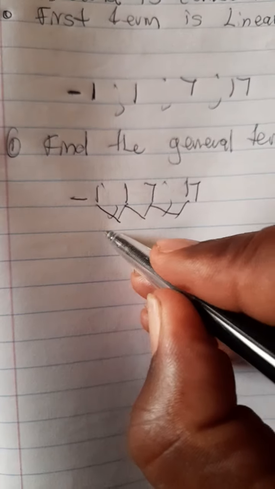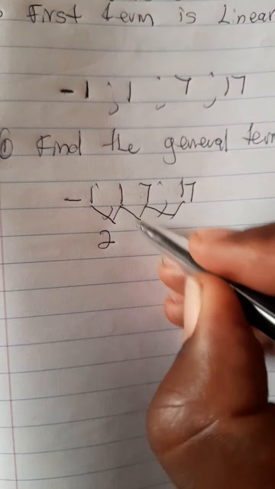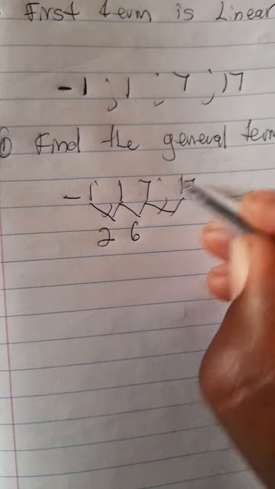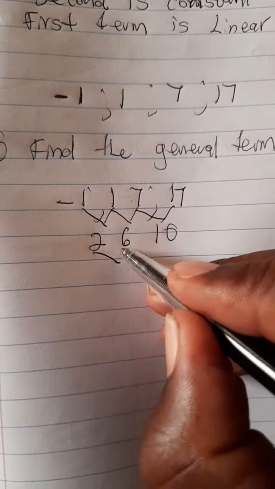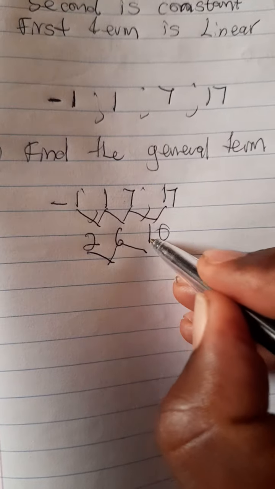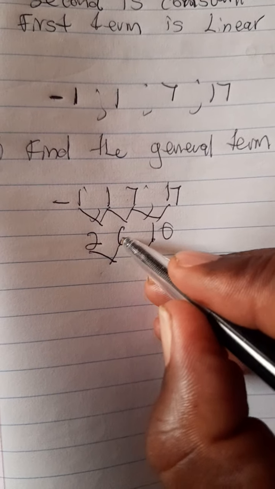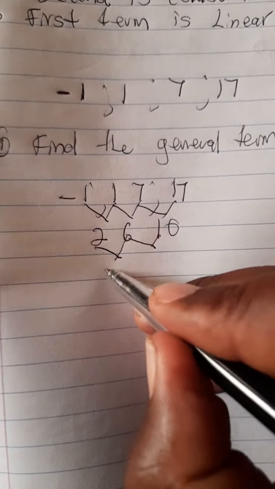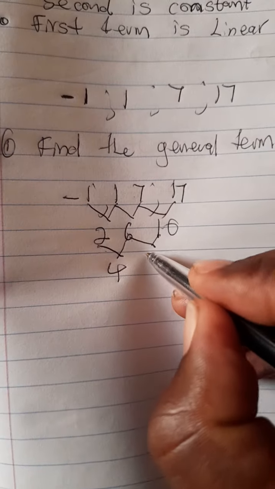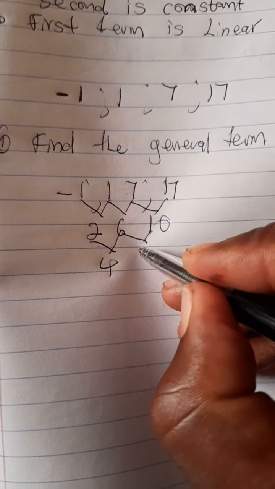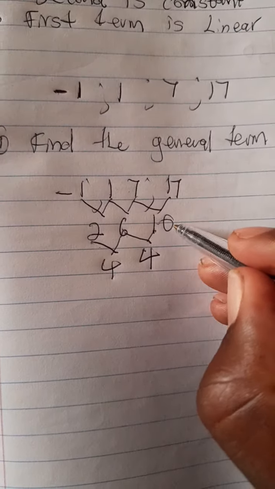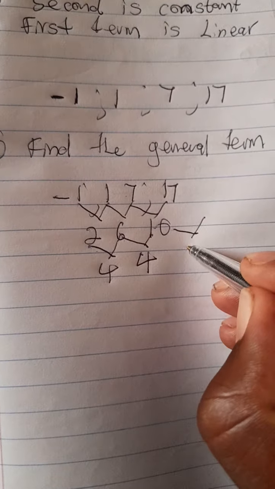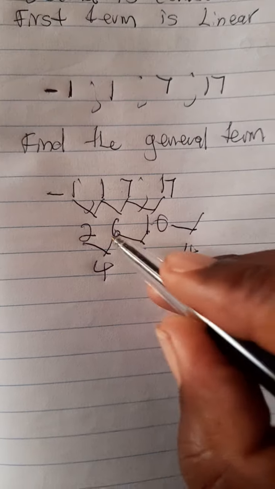1 minus -1, that will be 2. 7 minus 1, that will be 6. 17 minus 7, that will be 10. So 6 minus 2 will be 4, and 10 minus 6 will be 4 as well. So if they wanted another term, remember the second difference is still 4, so we add 4.